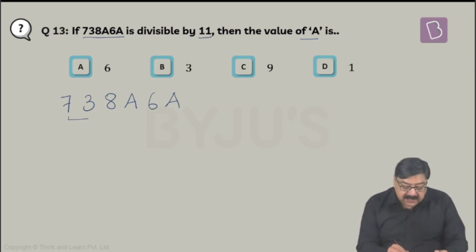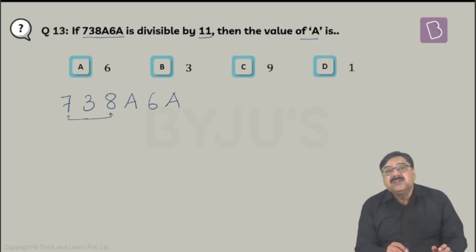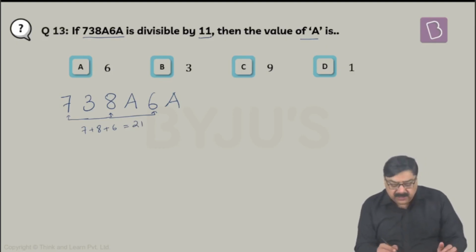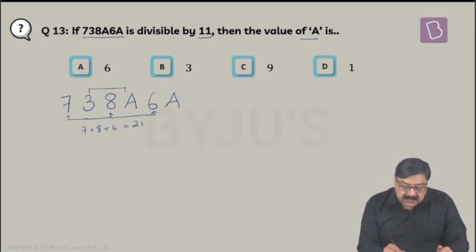So let us take the sum of the alternate digits which are in the odd position. 7 plus 8 plus 6 is 21. 7 plus 8 is 15, plus 6 is 21. And 3 plus a plus a, simply we will have it as 3 plus 2a.